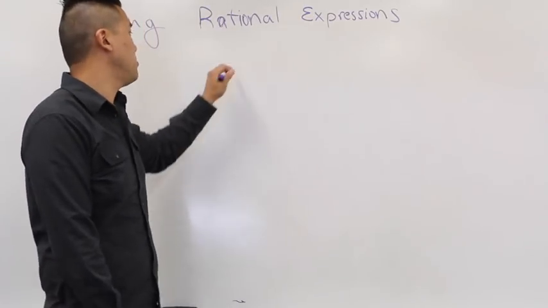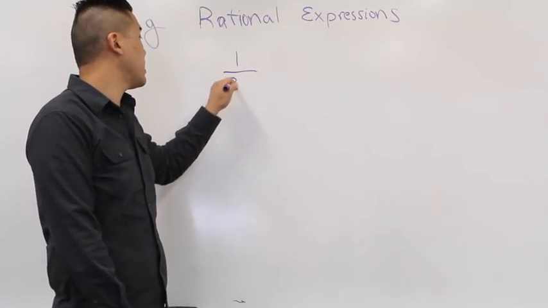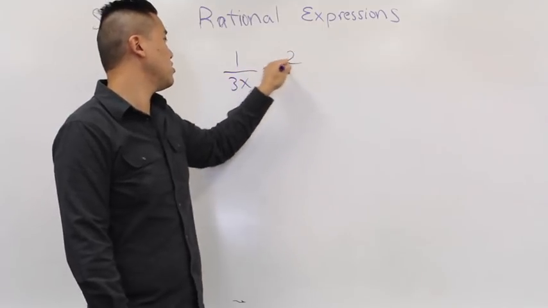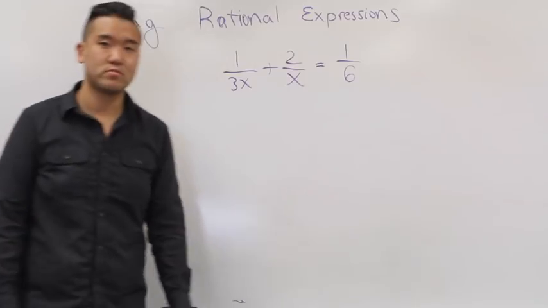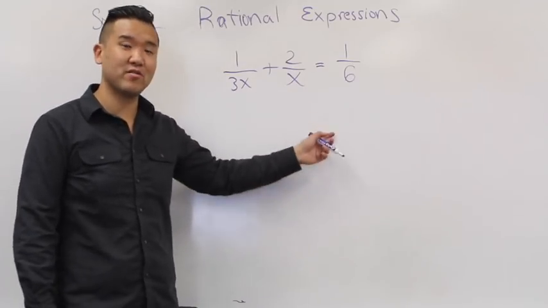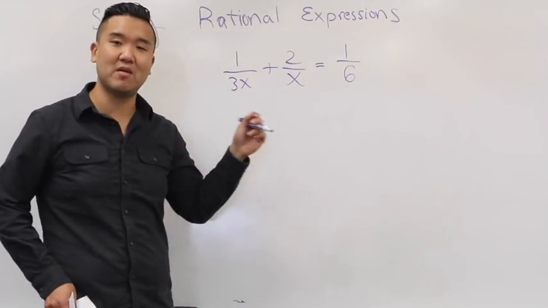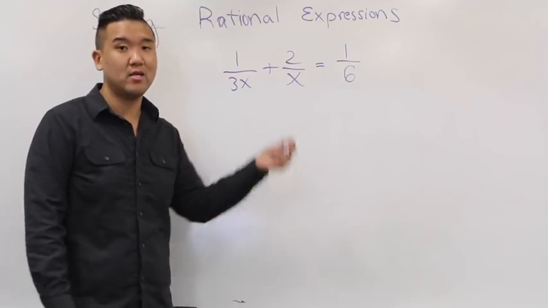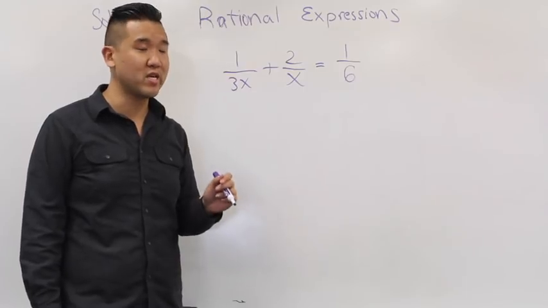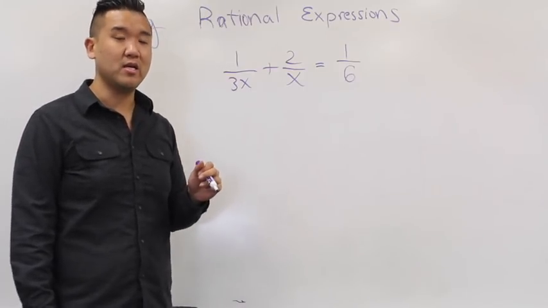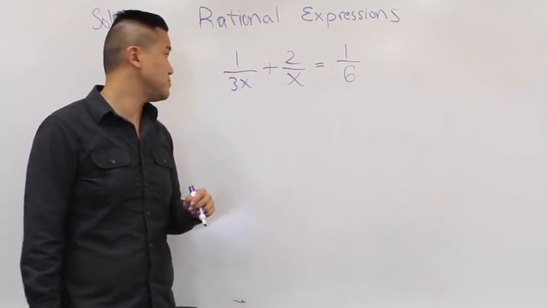This is your first one, your basic. 1 over 3x plus 2 over x equals 1/6. We don't have to factor there, so we skip that step. Find me the least common denominator. Multiply to each one, distribute it, and then solve. I'm gonna give you about 30 seconds to a minute. They do take a while, so take your time, and then we'll go on from there. Go.